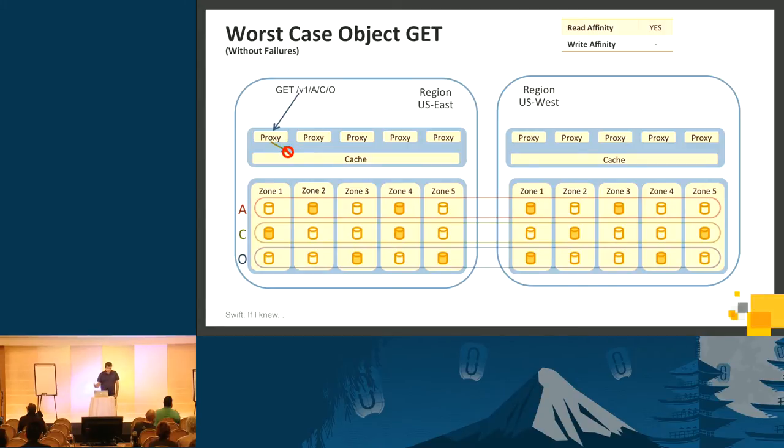Now we need to check the container, and it's not in cache. So we do the same thing. Go back, burn another 100 milliseconds, then store in cache. Then we can go and read the data and return it to the user.